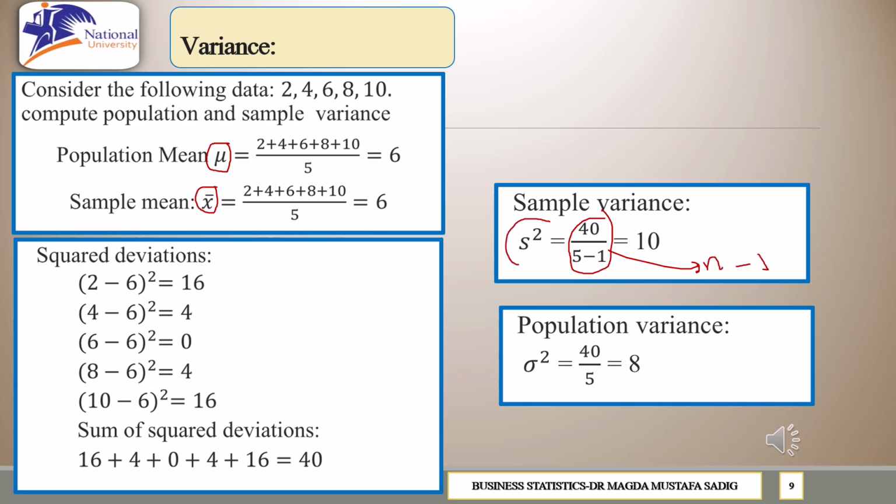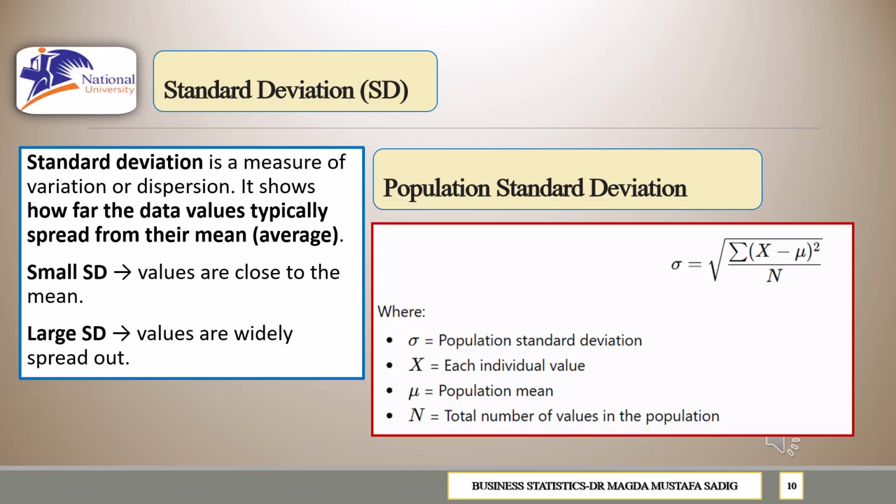Observe that we denote this by S square. And our population variance is denoted by sigma square, and we divide by capital N, which is equal to 5. Therefore, the same observations can produce different results depending on whether we are dealing with a population or a sample.